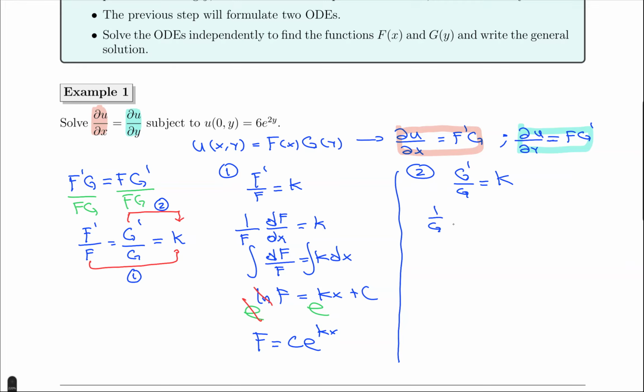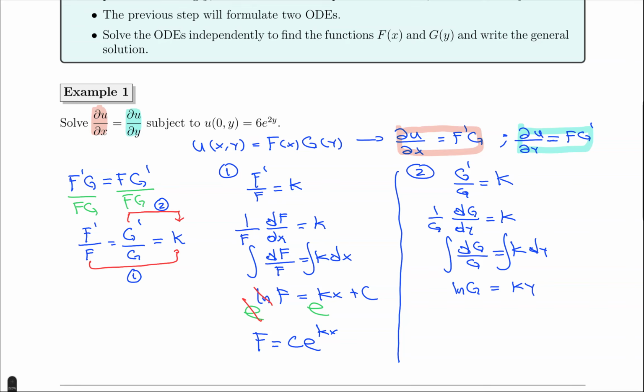So that's 1 over g dg, but keep in mind that g is a function of y. So dg dy equals k. Let's multiply both sides by dy. That's going to leave us with dg over g equals k dy. And let's integrate both sides. That's going to leave us with ln of g equals ky, but in this case, plus another constant.